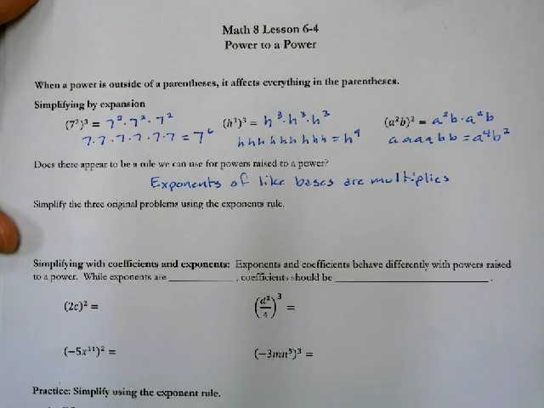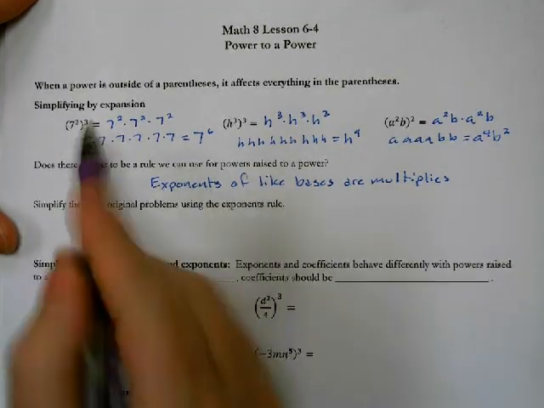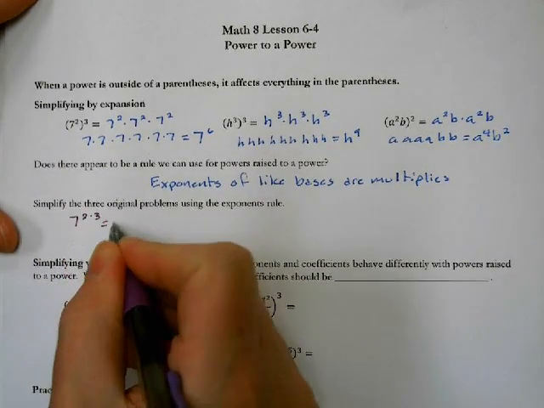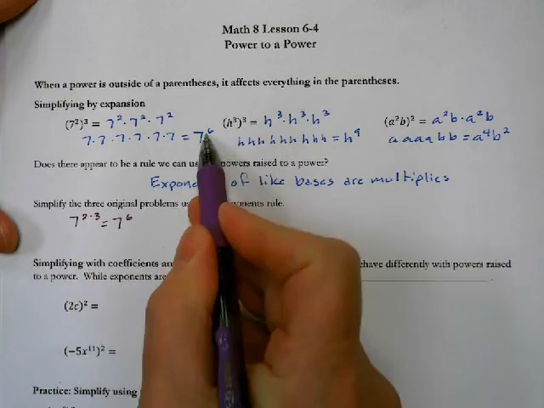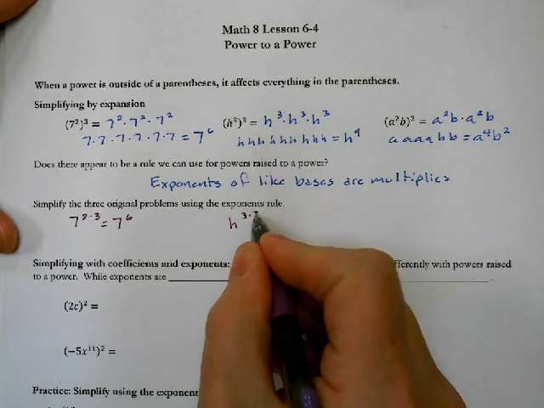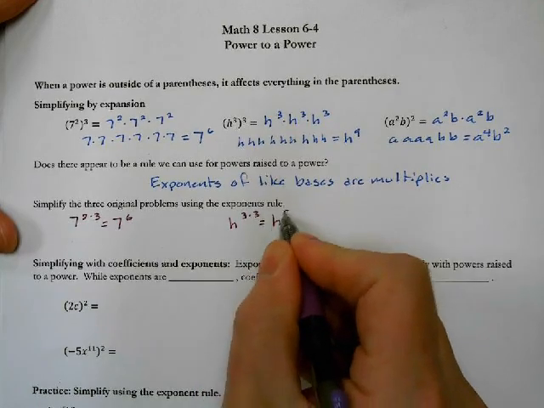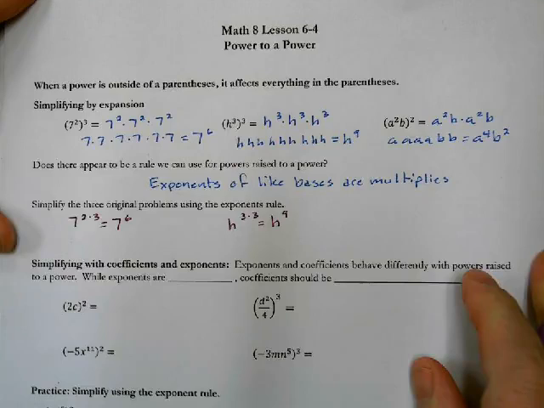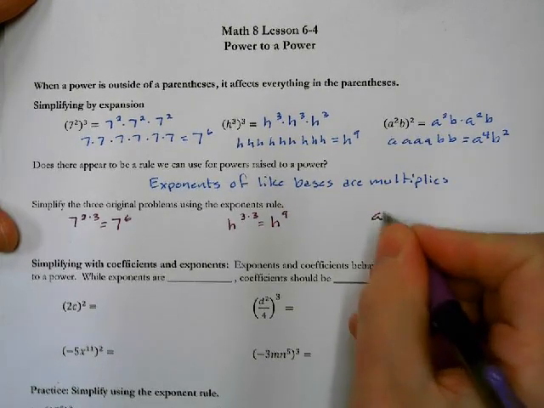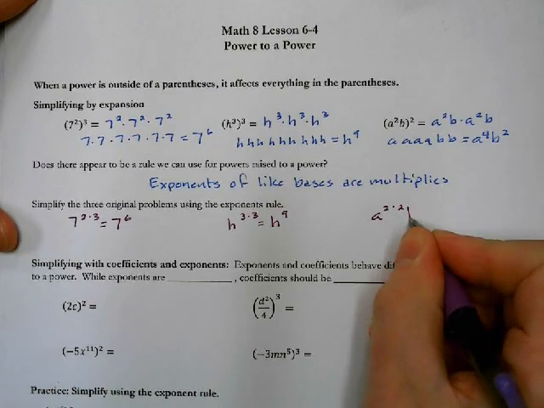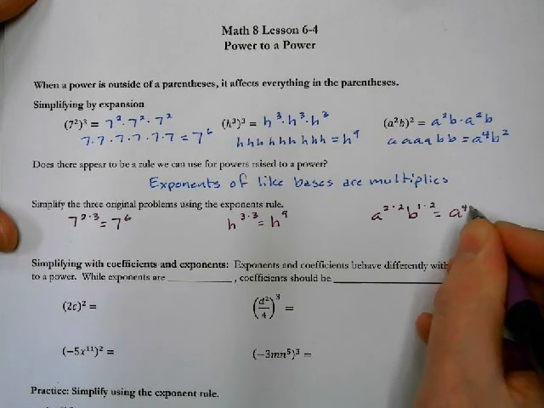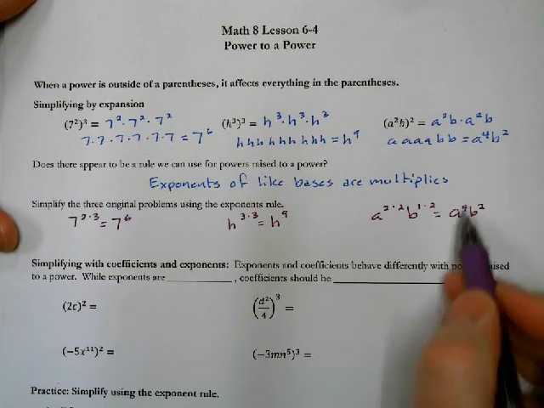So we can redo this with this new rule. So here I had 7 to the 2 times 3, which makes 7 to the 6th power, which is the answer I got there. Here I'd get h to the 3 times 3. We get h to the 9th power. Same answer I got there. For this one, we have 2 different bases. So we would do a to the 2nd times 2 and b to the 1st times 2, which becomes a to the 4th, b to the 2nd, which is exactly what I got there.